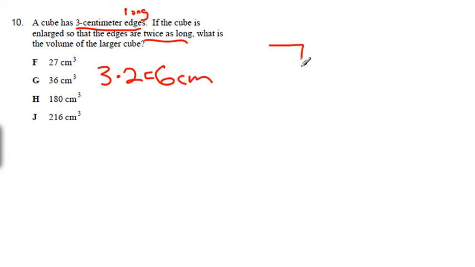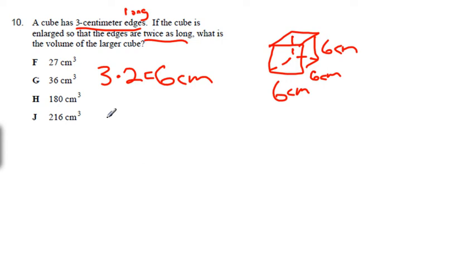So we have a cube. Try to draw a cube here. That's not the best cube, but you get the idea. That's 6 centimeters by 6 centimeters by 6 centimeters. And then we just remember to find volume is area of the base times the height. On a cube, our base is a square. So we say, what is the area of this square here?